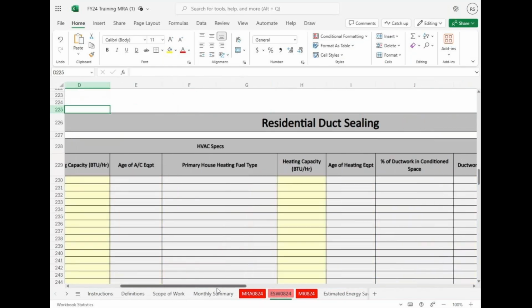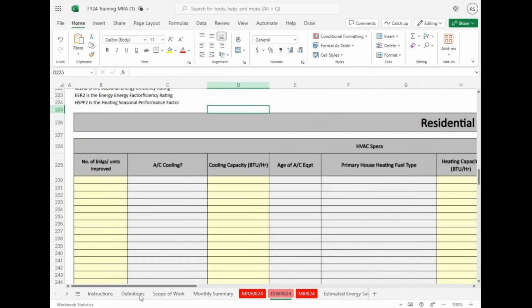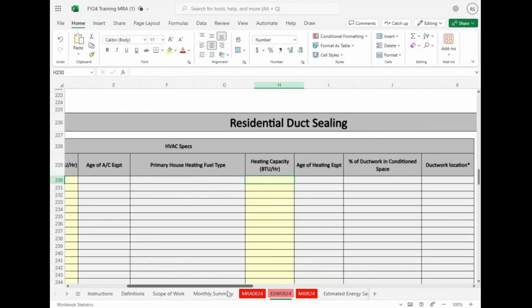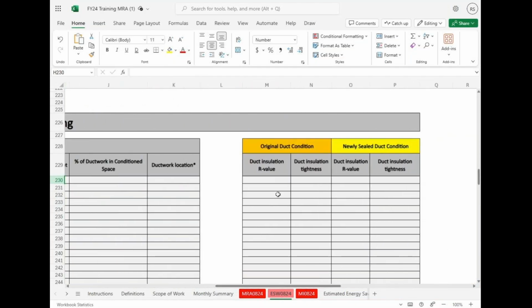Here below, we have the residential duct sealing. Previously, this was a shell input until we moved it into the HVAC category as it's more directly pertaining to the heating and cooling systems. This is largely the same as last year. How many units are improved? What's the house like? What's the cooling capacity, heating capacity? These inputs here of the duct insulation R-value and tightness.